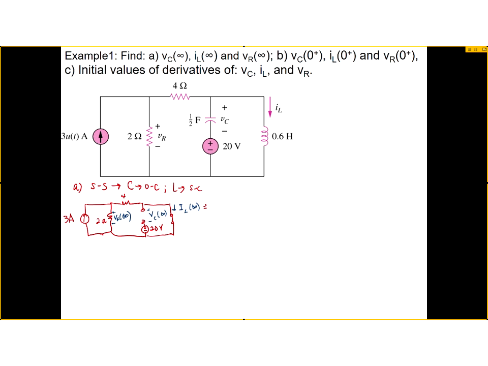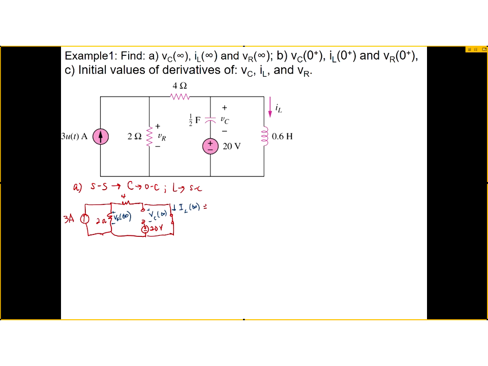Okay, let's do IL infinity. How would I find IL infinity? The easiest way of finding IL infinity: this part here is open, and this is a short, which means that the 4 and the 2 are just in parallel. Is that okay?